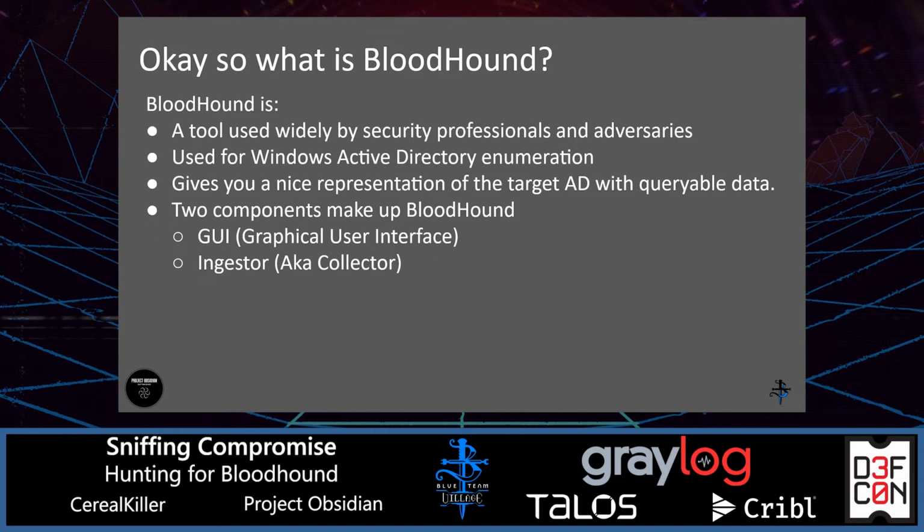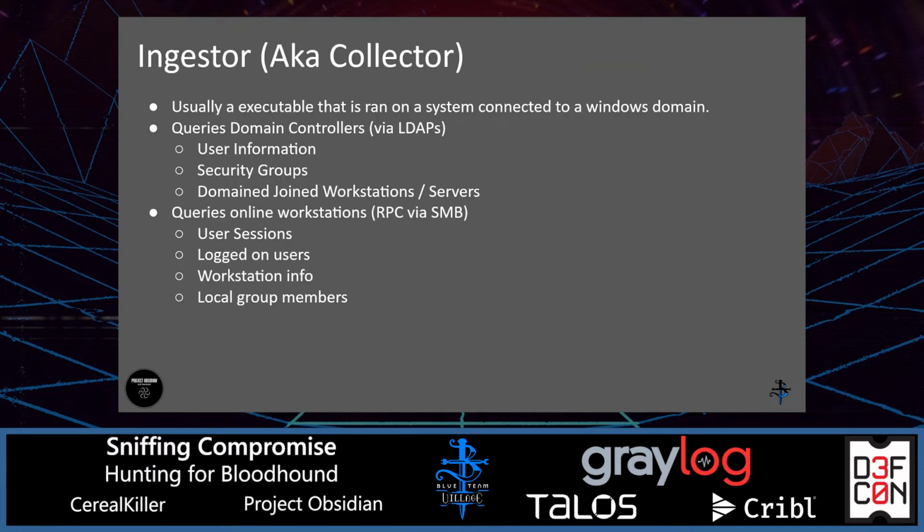The other part is the ingester or the collector, right? It's usually a binary or a script. There's like 3 methods of ingesting. The ones that we are currently looking at is the .exe, which is called SharpHound, and the PowerShell script, which is SharpHound.ps1.